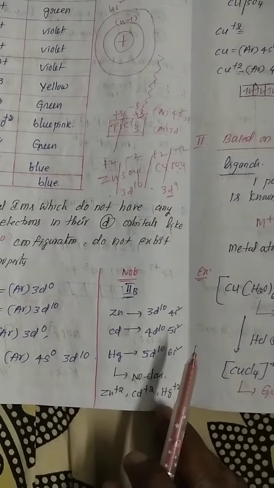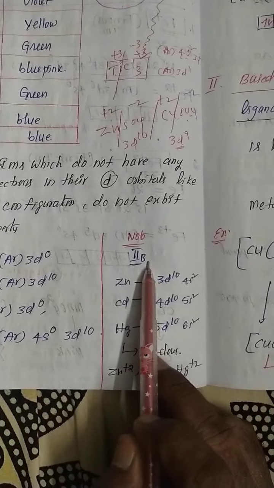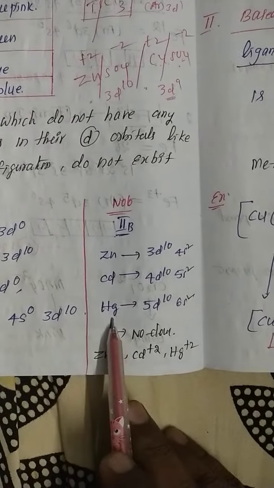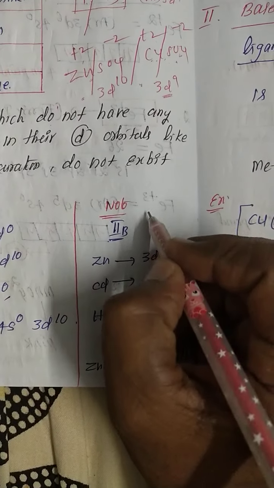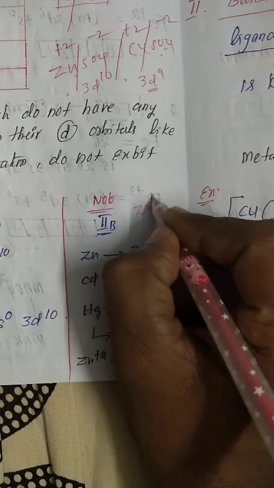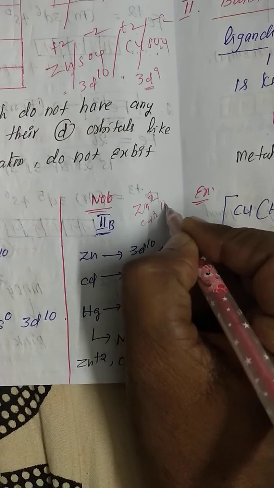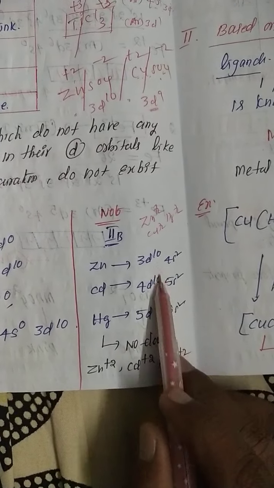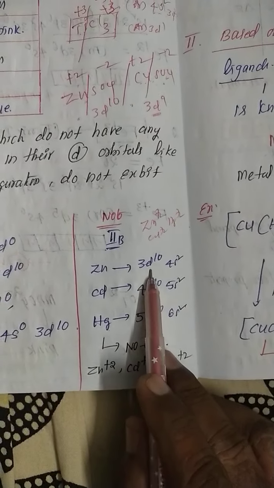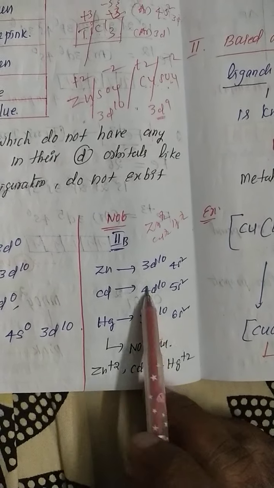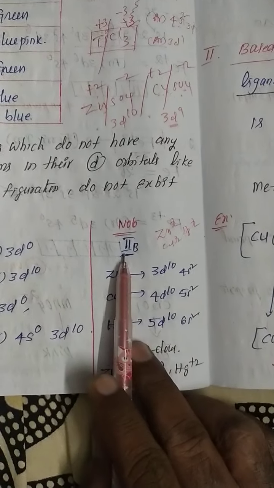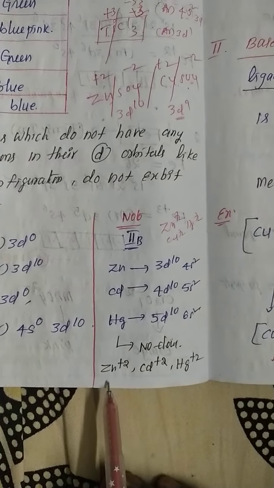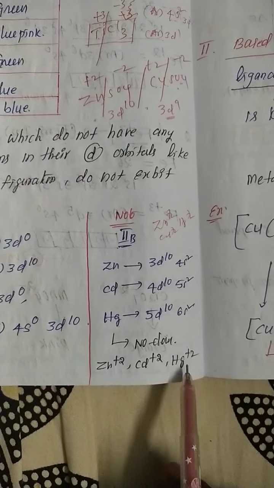And one more note, my dear students, here. Group 2B in the transition elements or d block elements: zinc, cadmium, mercury, generally their common oxidation state is plus 2. Zinc plus 2, cadmium plus 2 and mercury plus 2. Plus 2 means from the s orbital they easily lose the electrons, and the d orbital has completely 10 electrons. So that's why 2B compounds cannot exhibit any color in the case of Zn plus 2, cadmium plus 2, mercury plus 2.